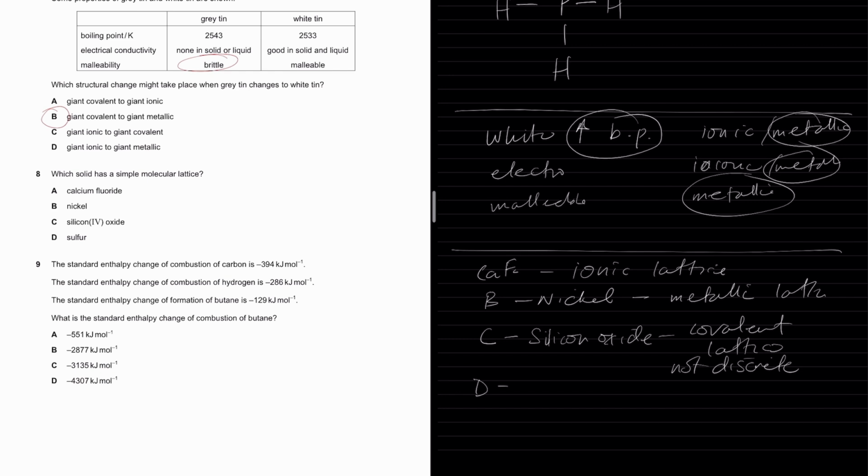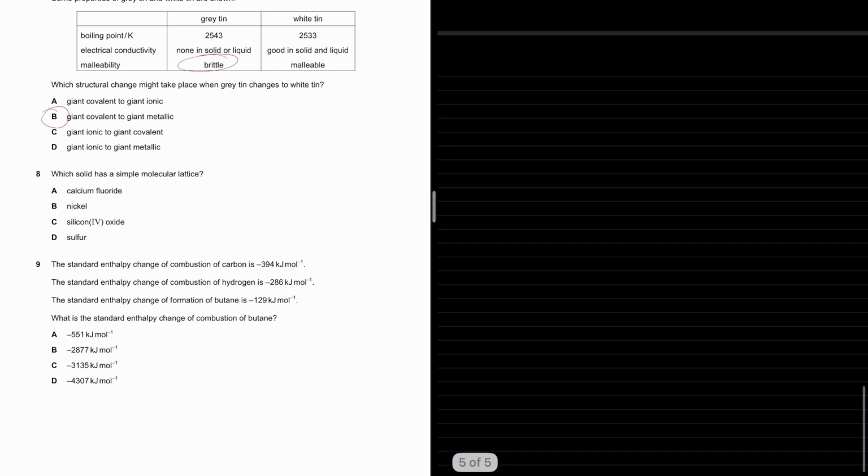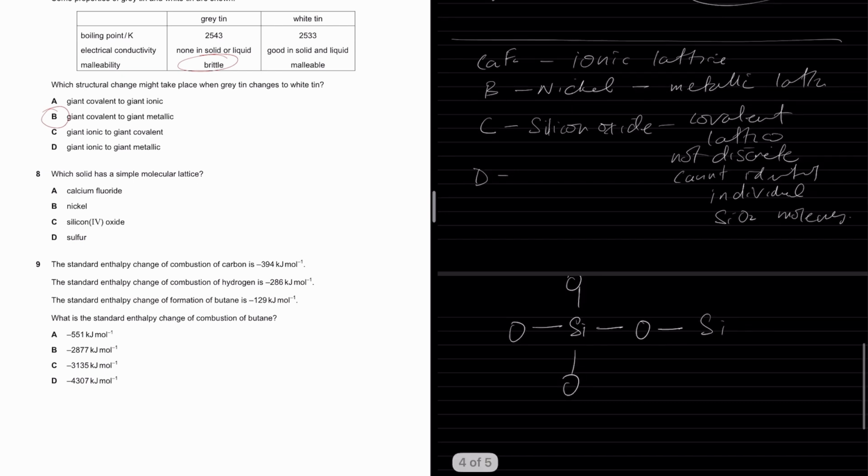I mean that you can't identify individual SiO2 molecules. Because in any silicon oxide structure, you have one silicon that's bonded to 4 oxygens, and then the oxygen is bonded to silicons. And you can't identify individual molecules because it forms a giant lattice. So C is going to be out.